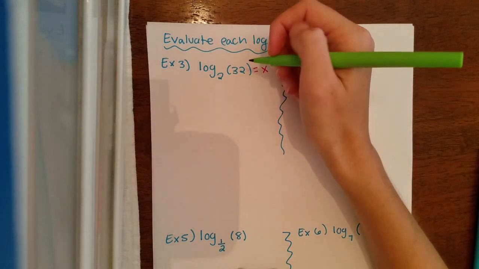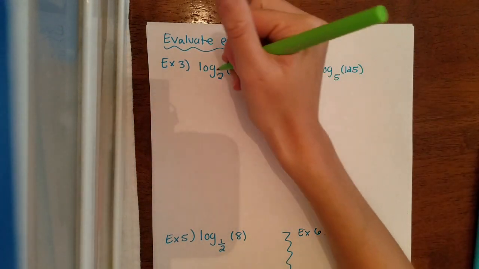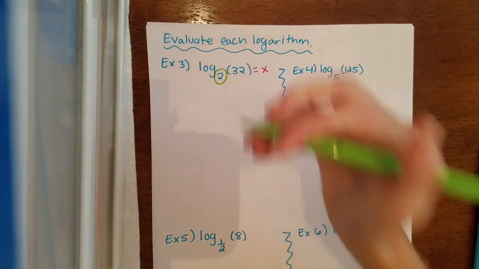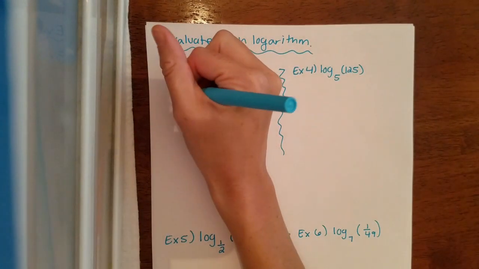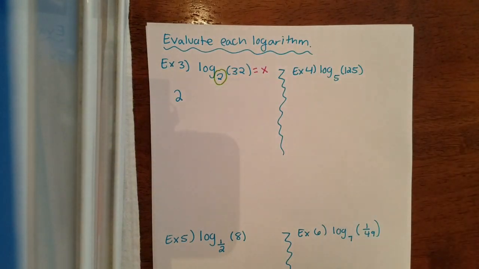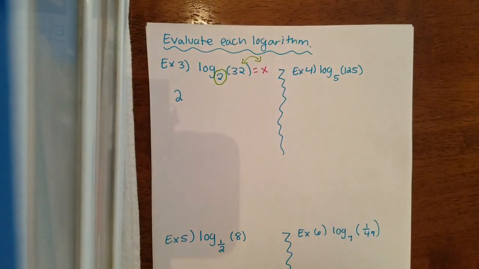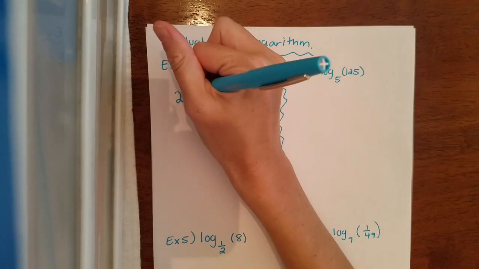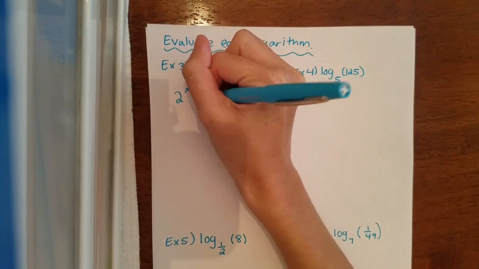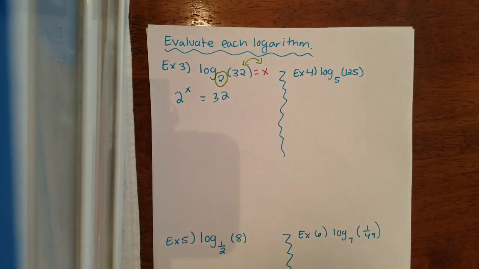So remember, the base of the exponential is the base of the logarithm, which is this little guy right here. So the base of our exponential is going to be a 2. And then remember, the little shortcut is these two will trade places. So the x will become the exponent on the 2. We're going to have our equal sign. And then the 32 is going to hop to the other side of the equal sign.